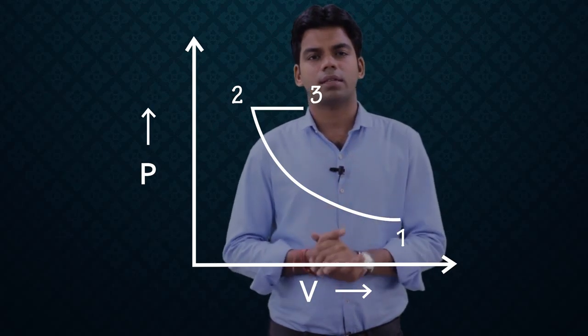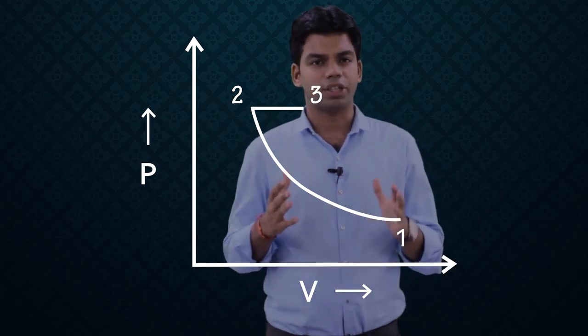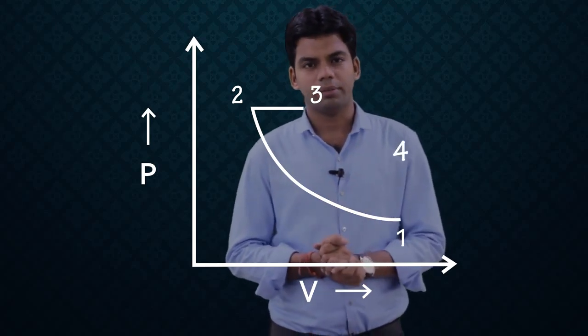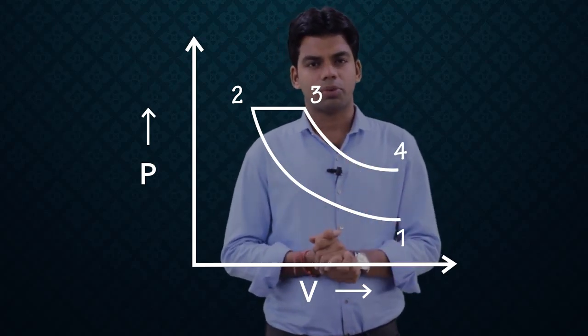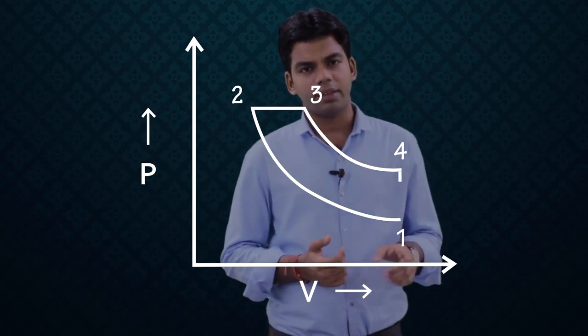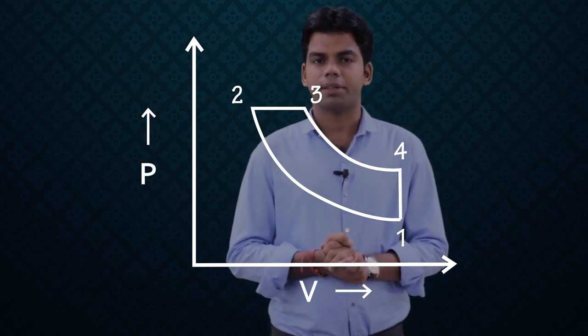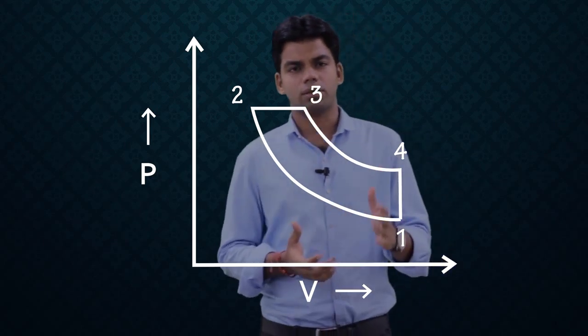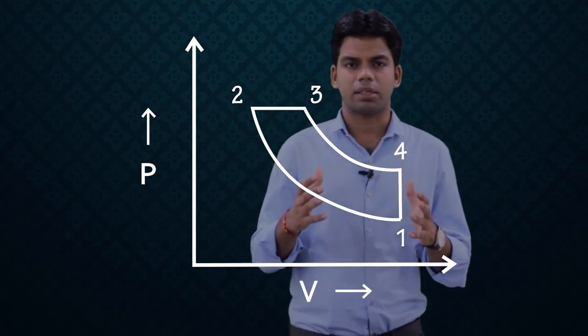Then 2 to 3 is the constant pressure heat addition process. Since pressure is constant, it will be a horizontal line. Then 3 to 4 is the expansion process, again reversible adiabatic expansion, and then 4 to 1 is a constant volume heat rejection process, a vertical line. So this cycle 1 2 3 4 is nothing but the diesel cycle.